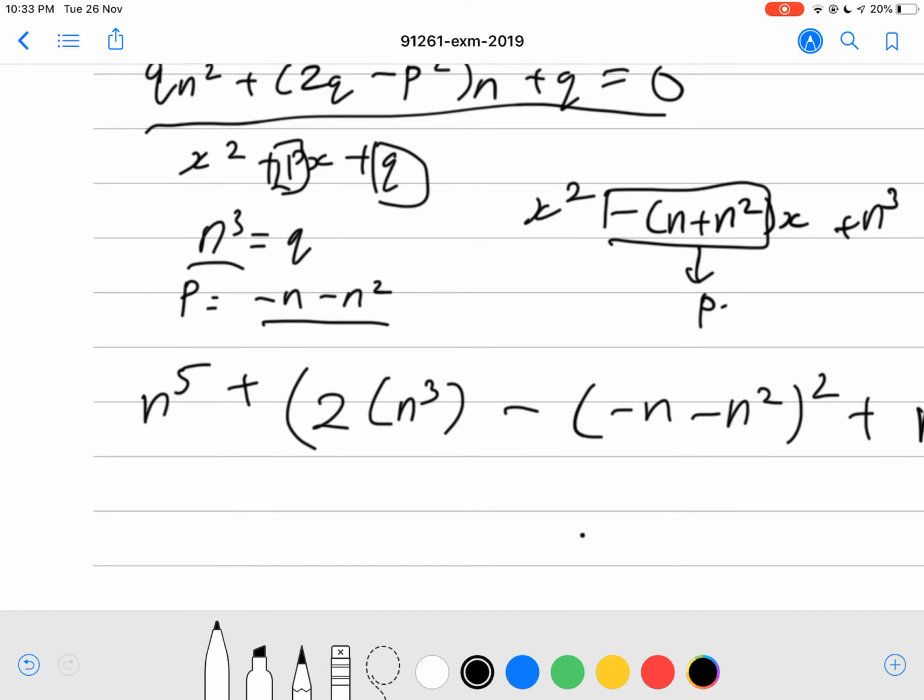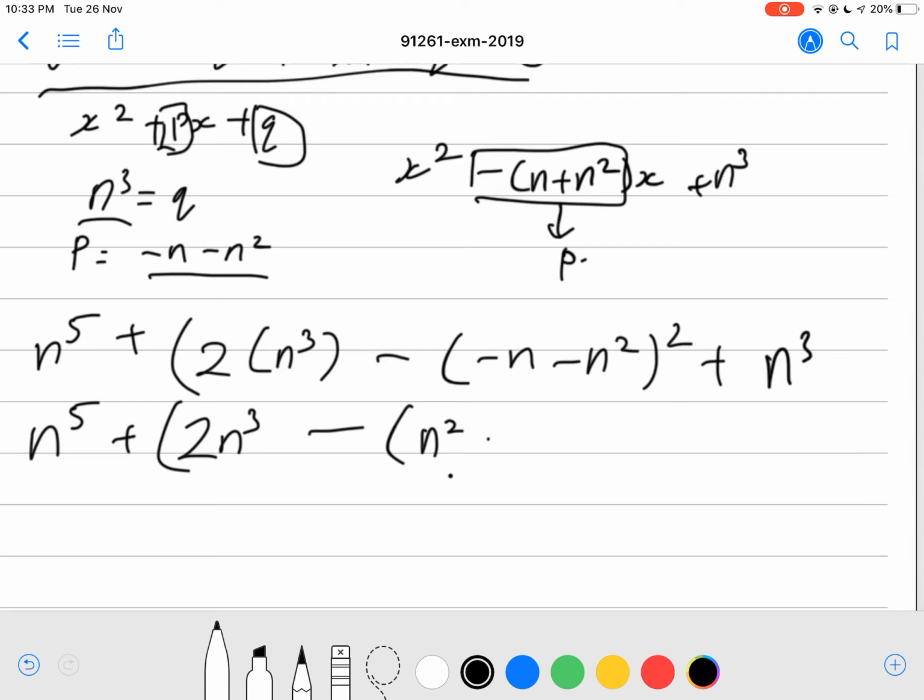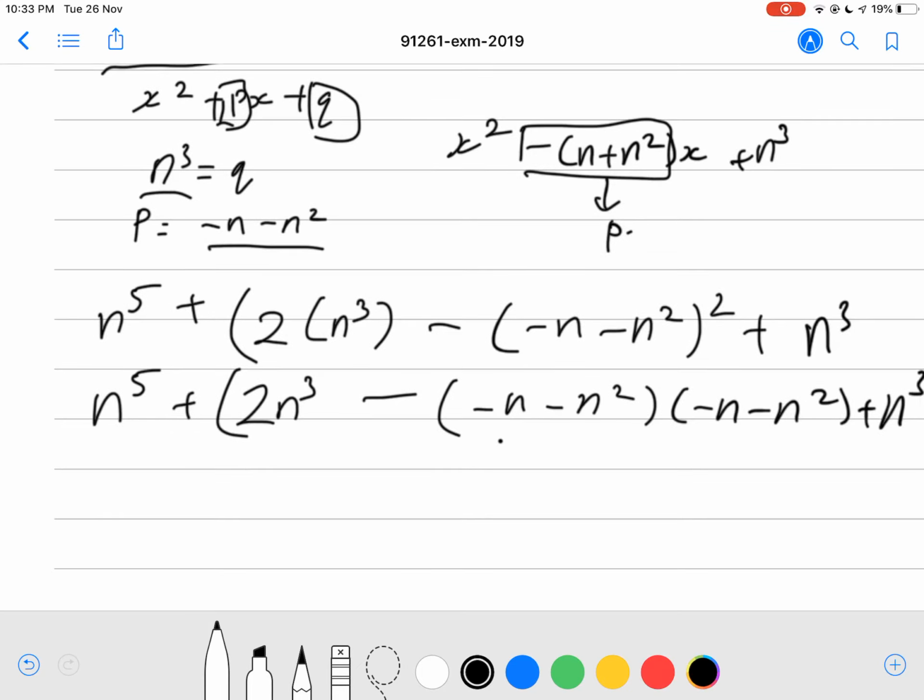So now it's just a matter of simplifying this whole equation. So n to the power 5 plus 2n to the power 3 minus, we're going to expand this. Wait, okay, I think it's best if we write it out so we don't make a mistake. So negative n minus n squared times negative n minus n squared, plus n cubed at the end. Alright, so now we can simplify, hopefully.